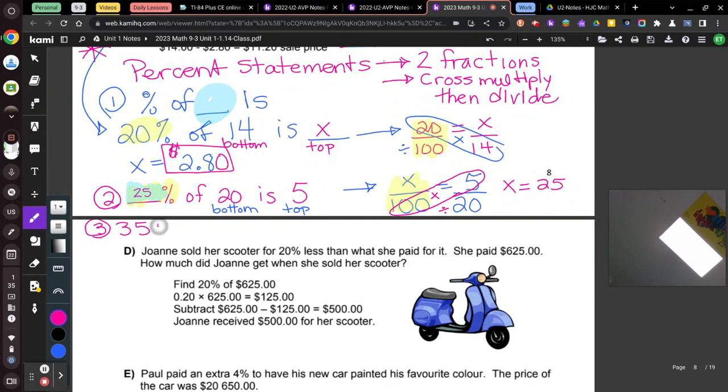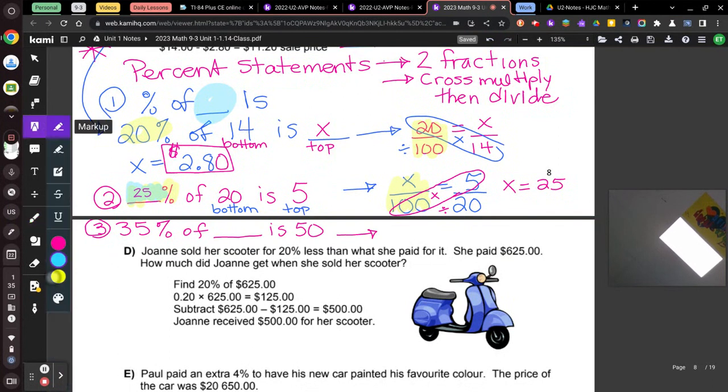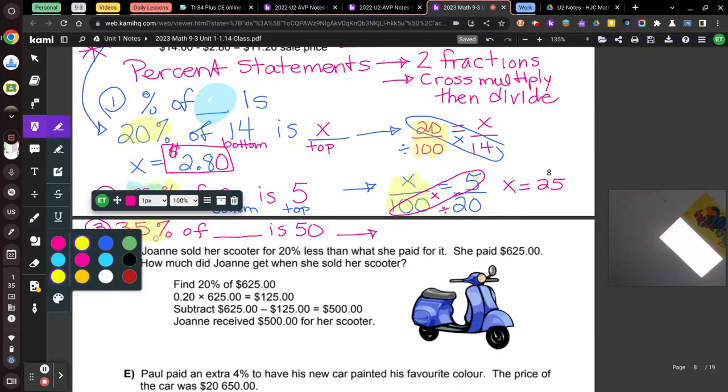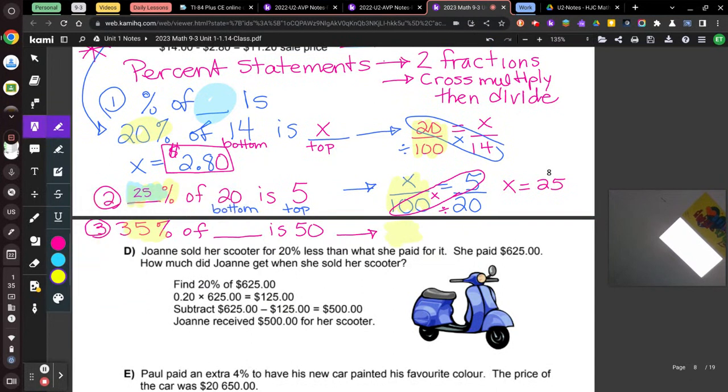35% of what is 50. So we've had a blank at the end, a blank at the front. Now we got a blank in the middle. Okay. So this is how we set our cross multiply up. The first fraction's always your percentage. So we get to put 35 over 100 equals.